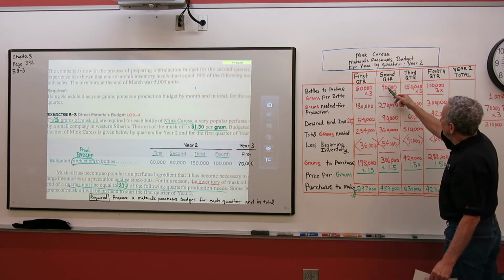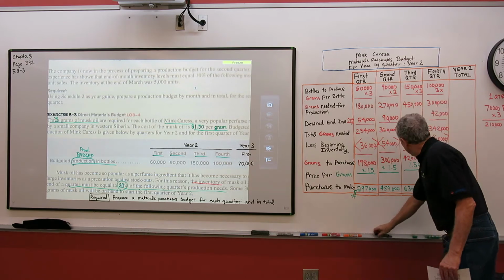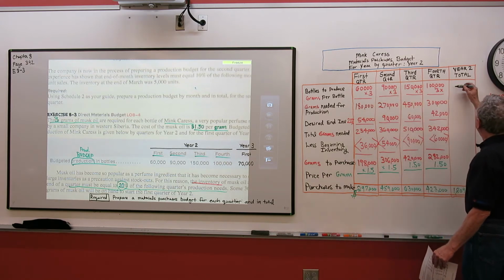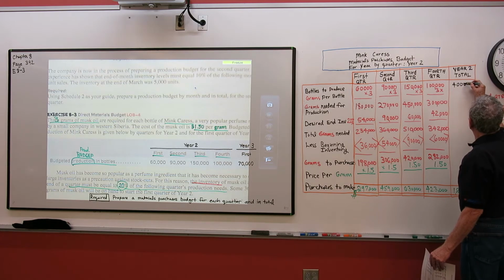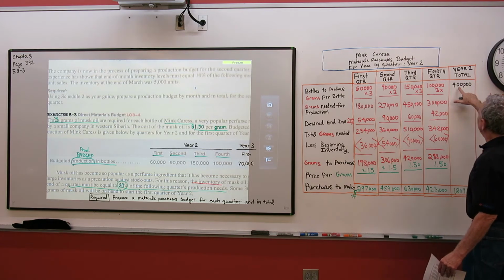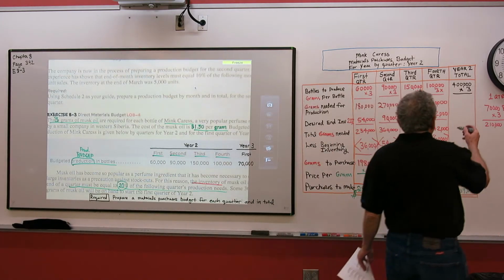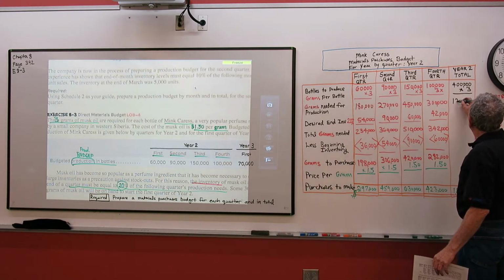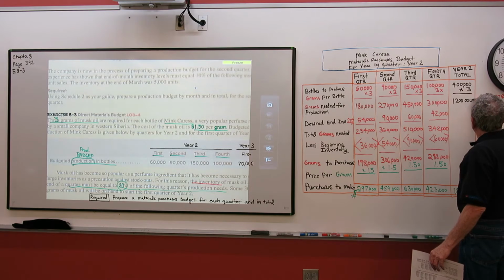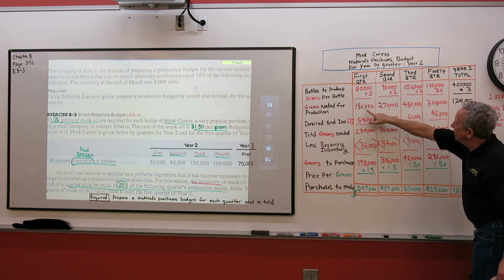250, 350, that's 400,000. Let's do the fourth quarter in black. 400,000 bottles of mink caress that we're going to make. And it does take, what, 3 grams per bottle. It takes 3 grams per bottle, so that's going to be 1,200,000 grams, and that will cross foot.